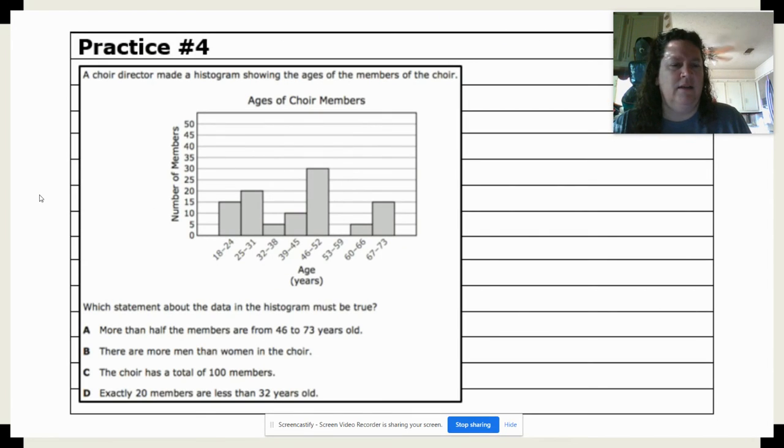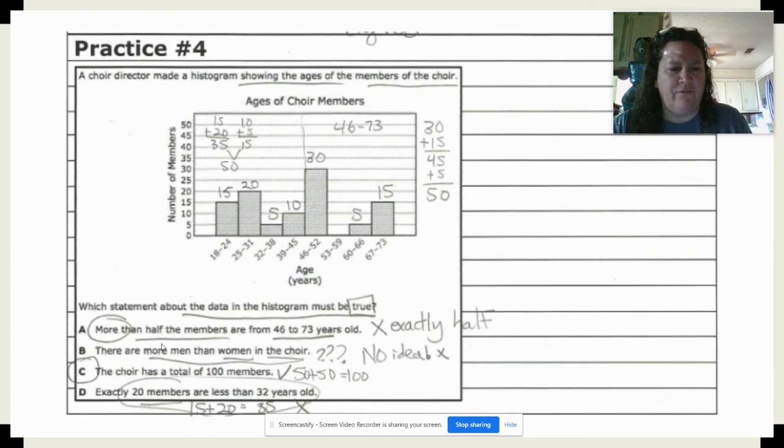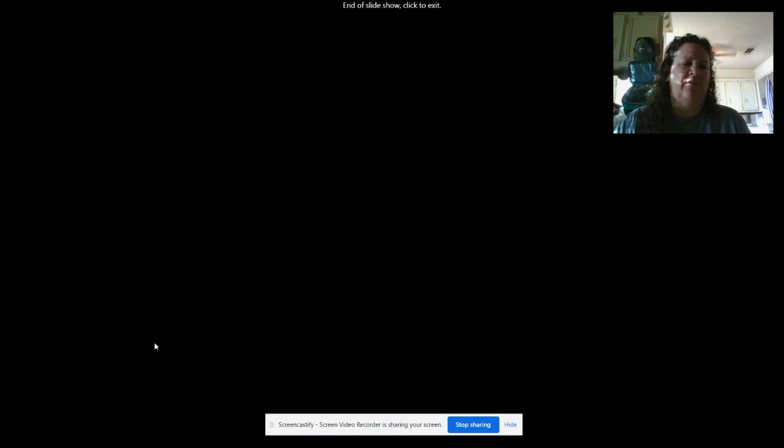All right. A choir director made a histogram showing the age of the members in choir. Okay, so it says, which statement about the data of the histogram must be true? So the first statement says more than half of the members are from 46 to 73 years old. So look, 46 to 73, I totaled them up to 50. And then younger is also 50. They're equal. So that's not right. It says more than half, not half.